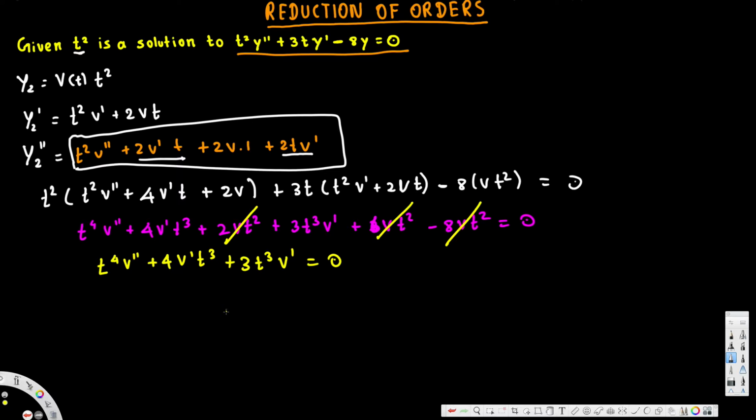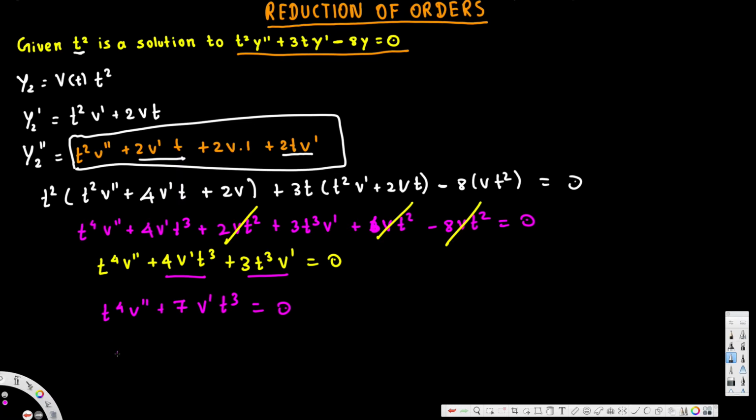Now in reduction of order, let's see whether we can simplify this further. Here you can see again we have like terms. We have 4v prime t cube and 3t cube v prime, so we can add them together. This is going to be t power 4 v double prime plus 7 v prime t cube is equal to 0.